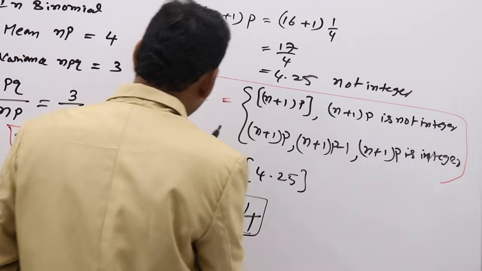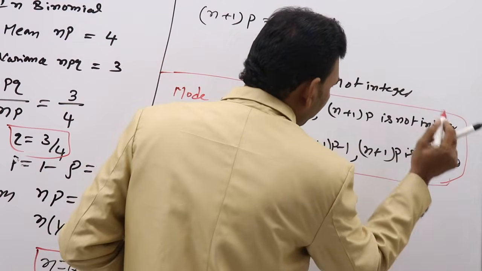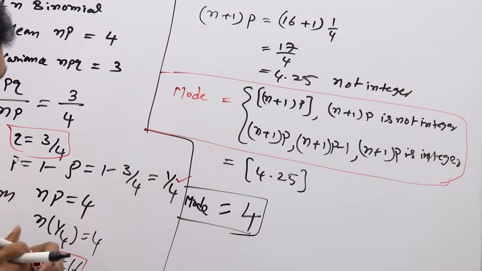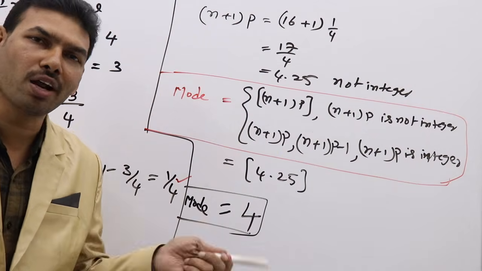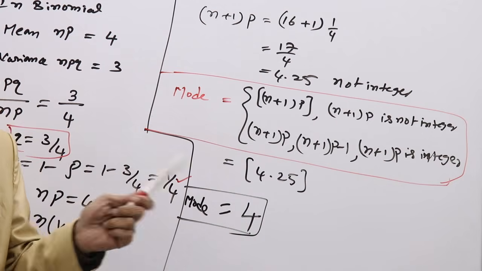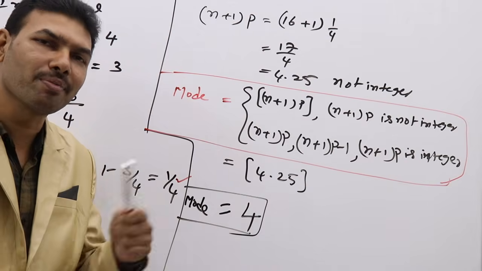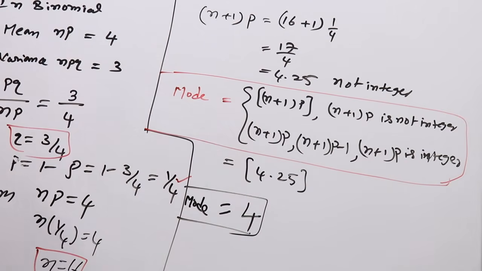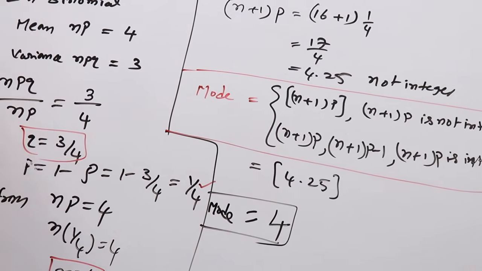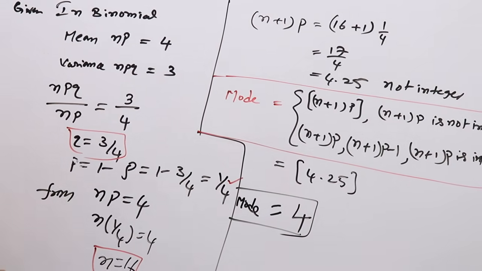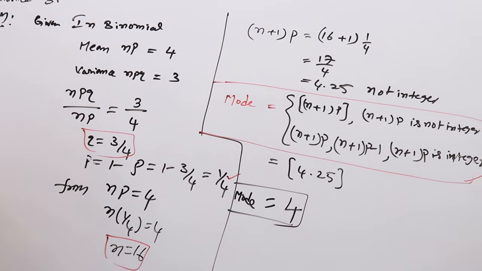This is the formula to calculate the mode. If you get (n+1)p as an integer like 3, 4 or 5, then if you get 5, the modes are 5 and 5 minus 1. If you get 4, 4 and 4 minus 1. If you get 3, 3 and 3 minus 1. So this is the way of finding the mode of a binomial distribution. Any doubts, you may express anywhere.